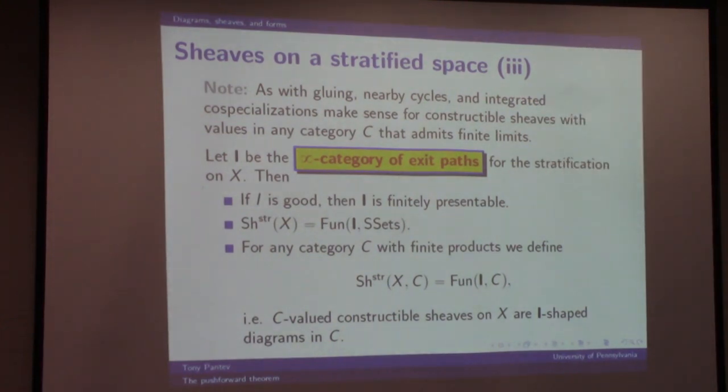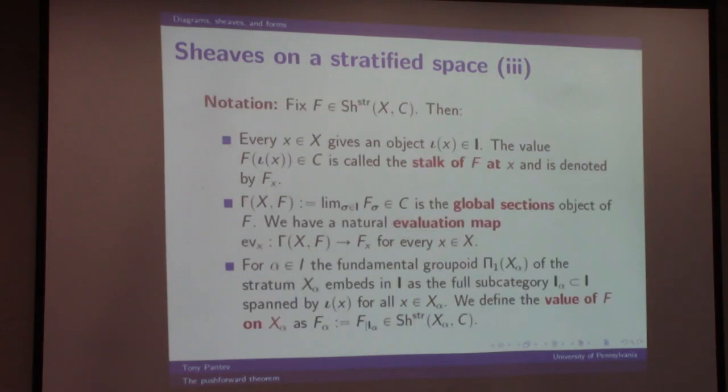And so for any category with finite products, you can define now the constructible sheaves with values in that category as diagrams labeled by the category of exit paths. And those are the I-shaped diagrams, and those are the C-valued constructible sheaves. So now let's start with one of those guys. You have all the standard features a sheaf will have when it's a sheaf of spaces. So if you have a point in your stratified space, you have all the paths emanating from that point.